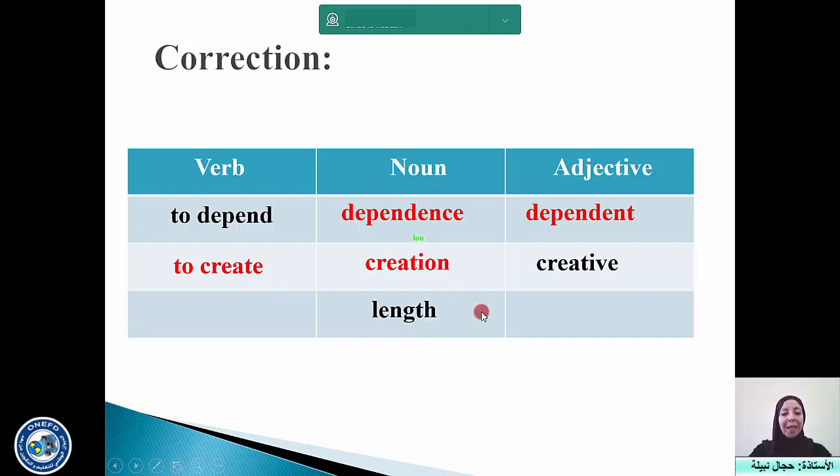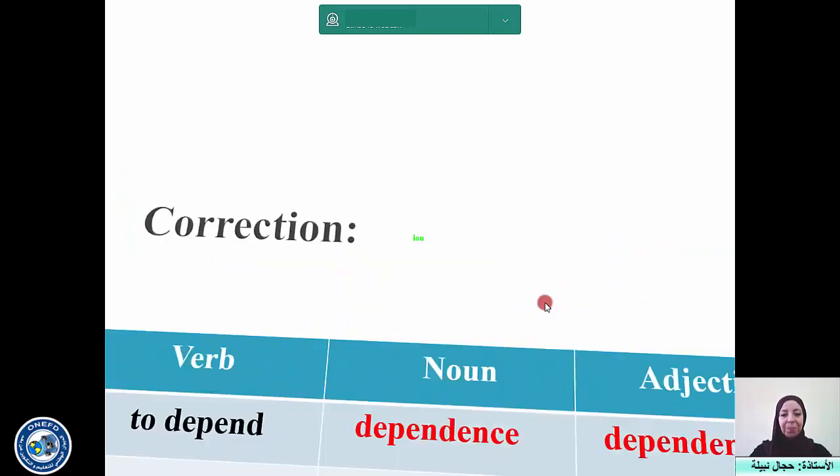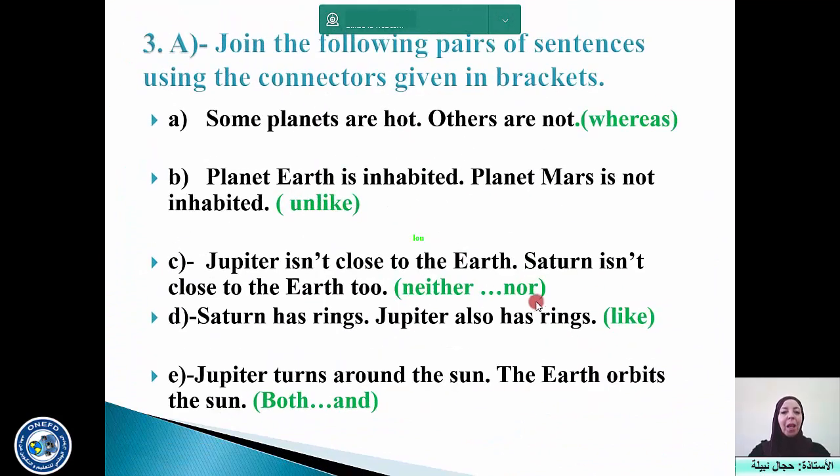Now, what's the verb of length? Normally you should guess because we have already seen this in the previous lesson. So you add the suffix "en" to get the verb lengthen. Now, concerning the adjective, you should know it, it's long. Alright? I hope you got the correct answers. Let's move to grammar.